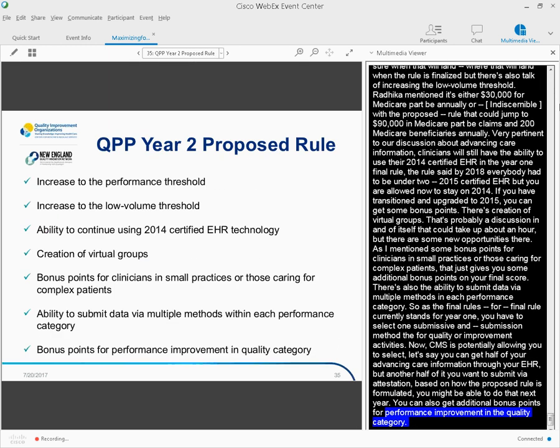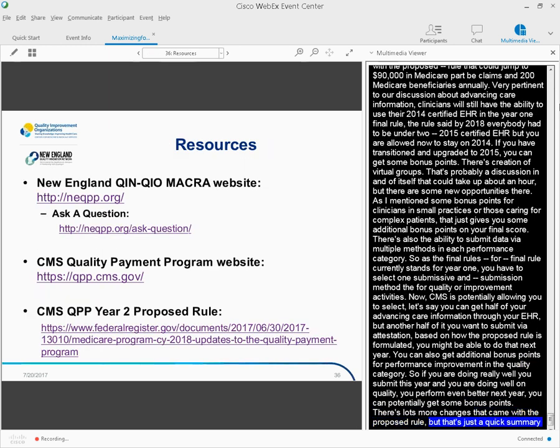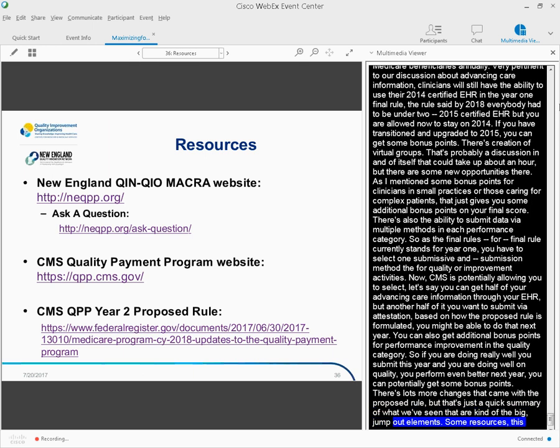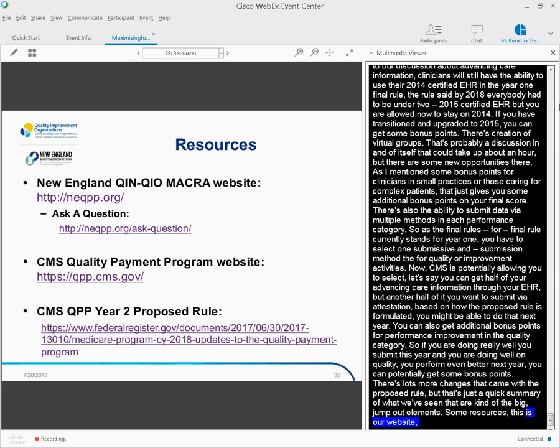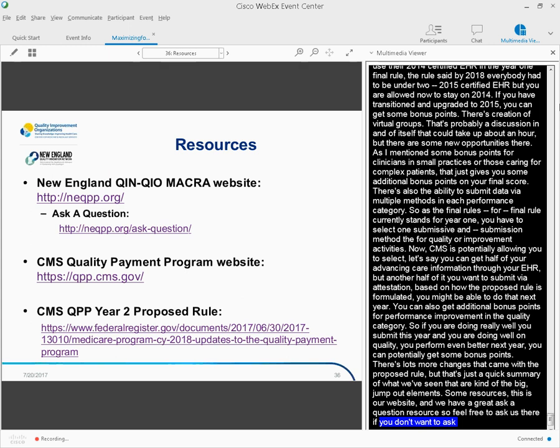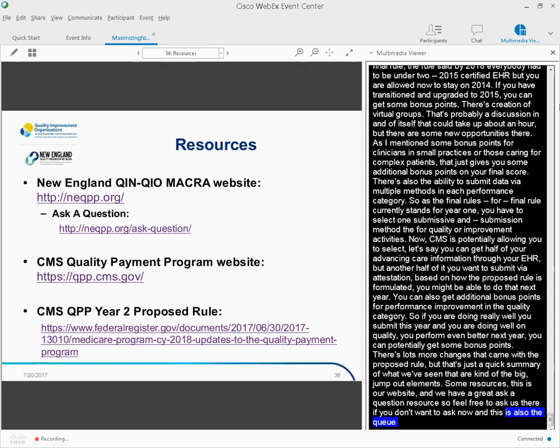Some resources. This is our website, http://neqpp.org. We have a great Ask a Question resource, so feel free to reach out to us there if you don't want to ask it now. This is also the CMS QPP website. It's a great resource. You can look at quality measures, advancing care information measures, improvement activities, really anything about the programs. You can check your participation status. And then I also included the link right to the proposed rule.